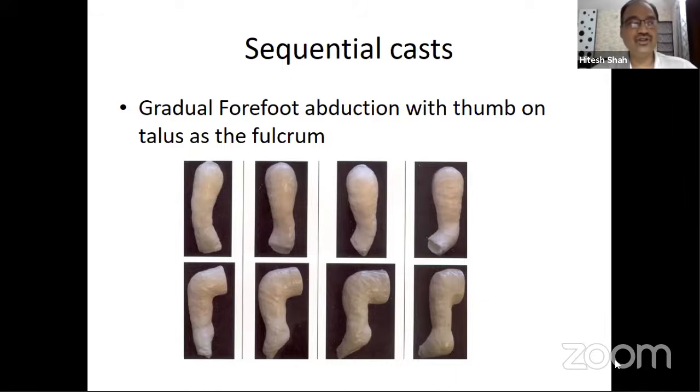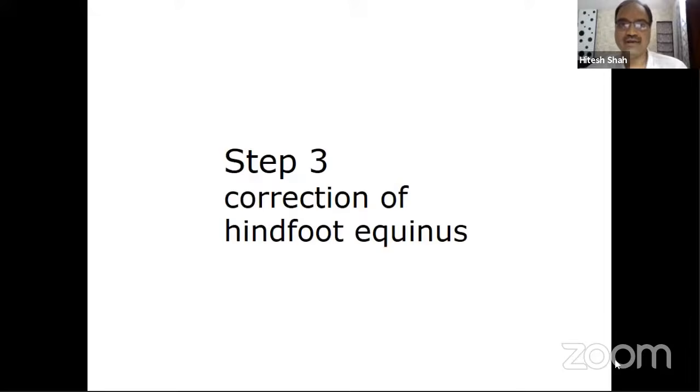There is gradual forefoot adduction correction. The first cast is the cavus correction. Following that, it is visible from front and side: forefoot correction. Following that, there is hindfoot varus correction. As the hindfoot varus gets corrected, the forefoot automatically goes into abduction, as the hindfoot equinus inversion gets corrected, and the last would be for the hindfoot equinus.